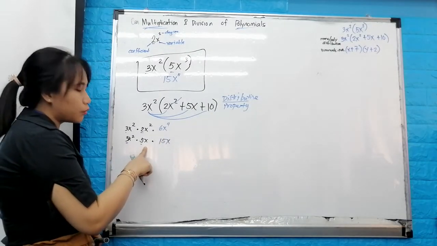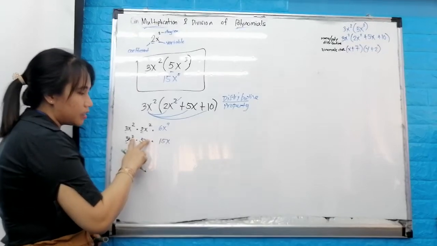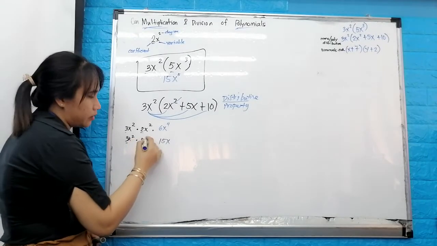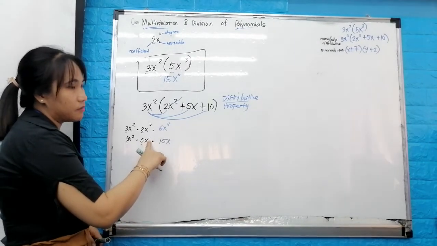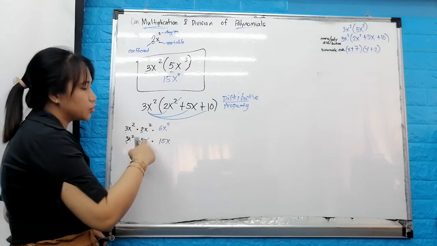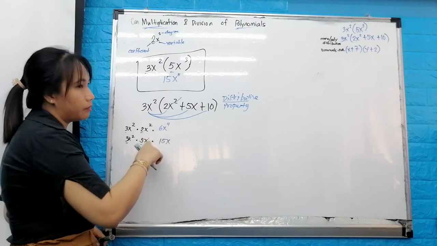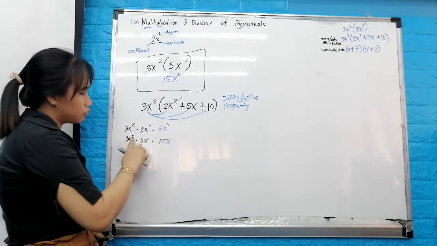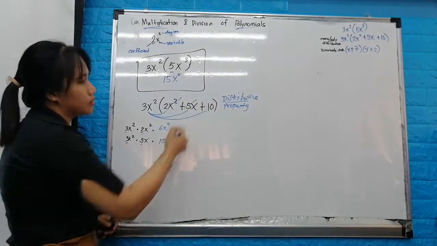So what are you going to do with your degree? You have 2 here, and then here we have 1. Just always remember, the 1 here is invisible. If nothing is written on top, we assume it's 1. So 2 plus 1, you've got 3. Okay, so we're done with this second term.